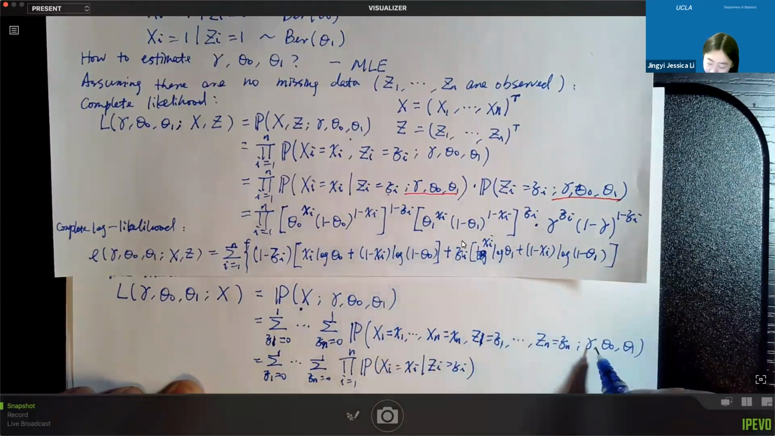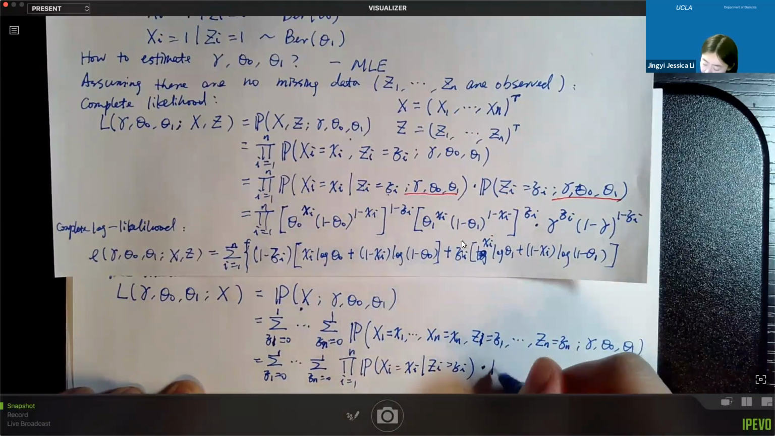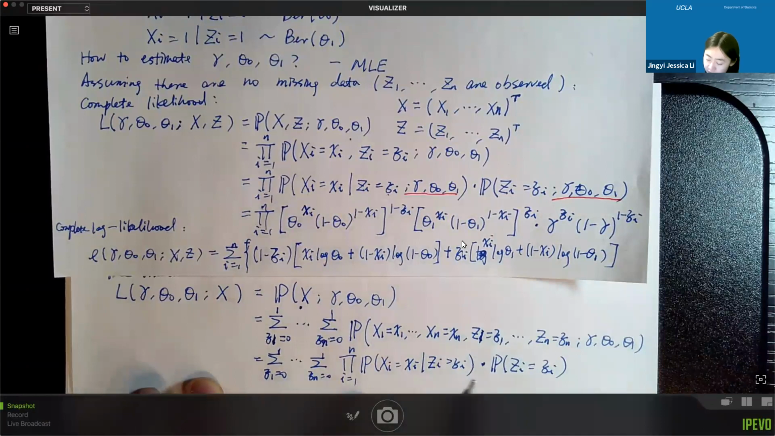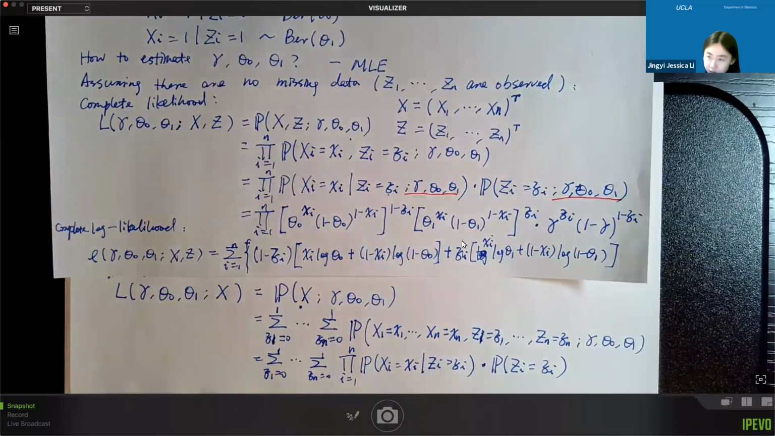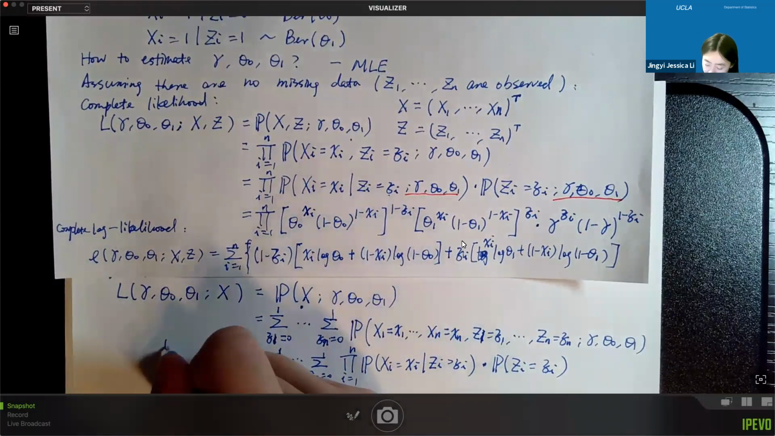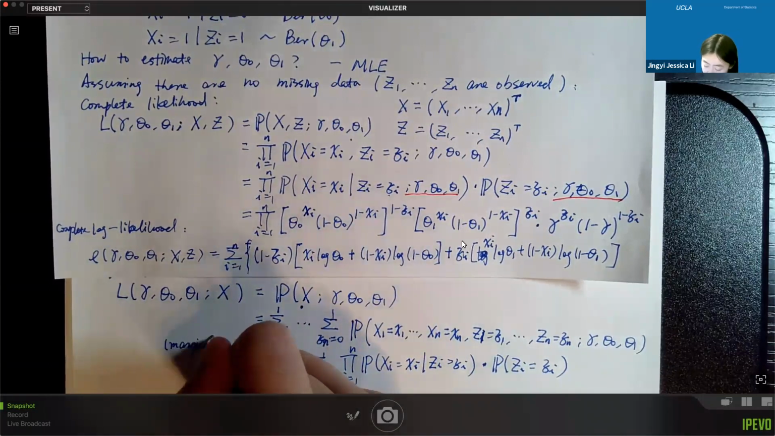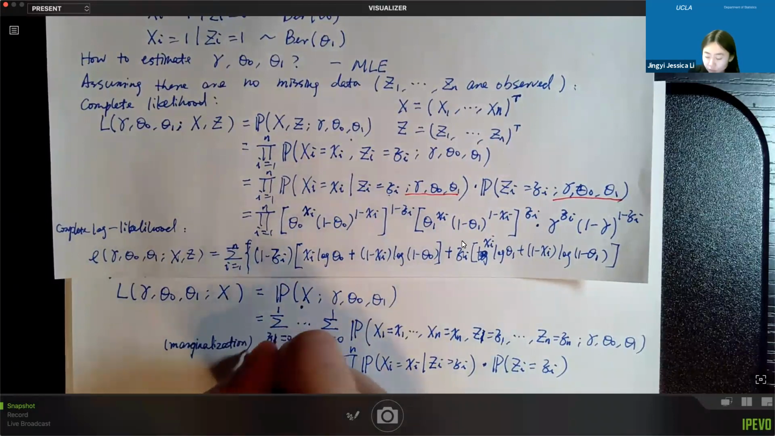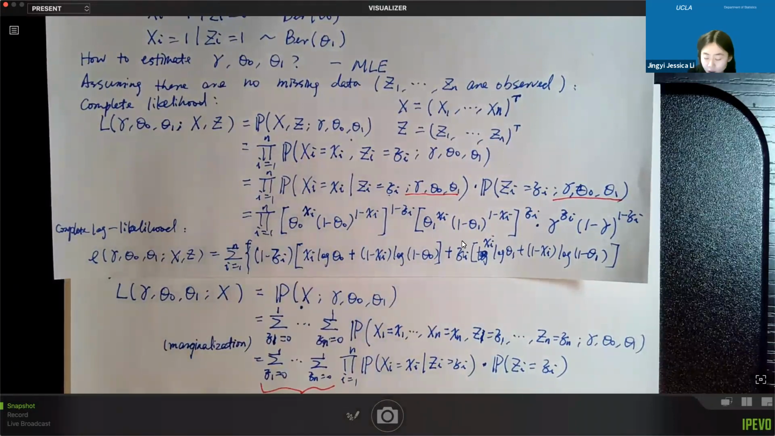Okay, I'm leaving out the parameter here just for simplicity, times the probability zi equals zi. So what I'm going to have is the same as here, but I have those n summations before. So you can see how many possibilities I have here. It's actually 2 to the n, because each zi has two values and I have n of such zi's. This step, this procedure, is something we call marginalization, which means we can go from a joint probability to a marginal probability.